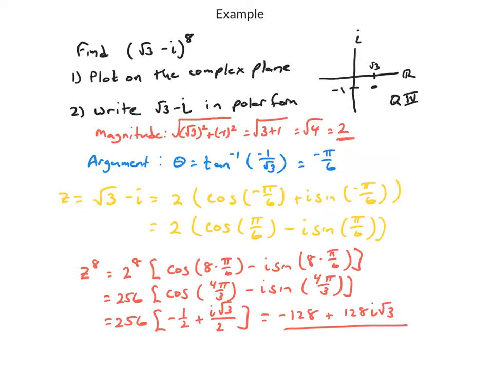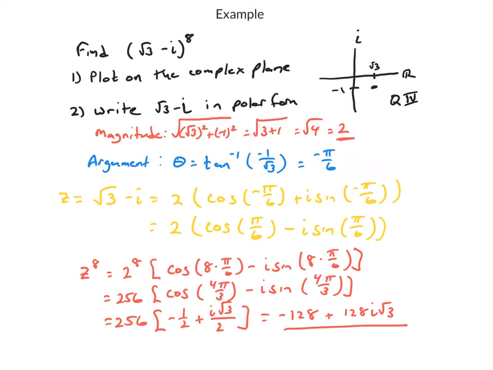So the next thing I want to do is write this in its polar form. Well, the magnitude is the square root of the square root of 3 squared plus negative 1 squared, which ultimately just becomes the square root of 4, which equals 2. The argument theta is going to be equal to the inverse tangent of negative 1 over the square root of 3. Well, the inverse tangent of that comes out to be negative pi over 6.